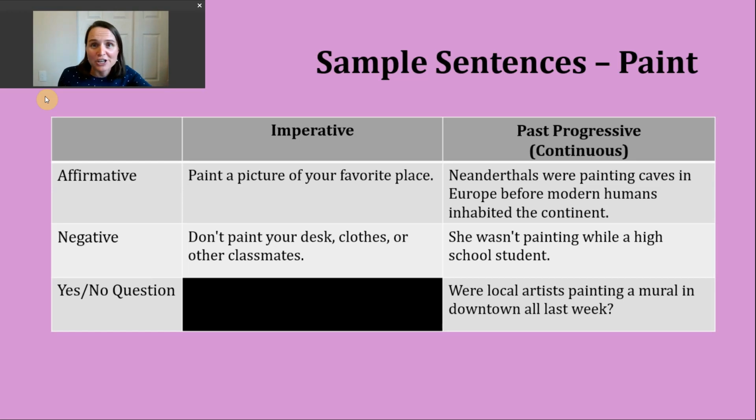They don't have an option of doing something else. You'll notice also there are no yes or no questions in the imperative. These are only affirmative or negative sentences.